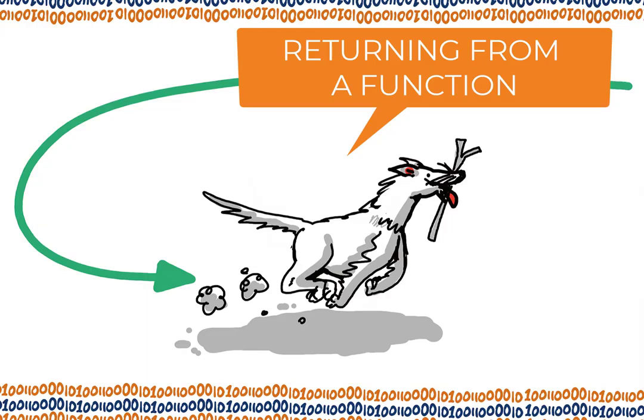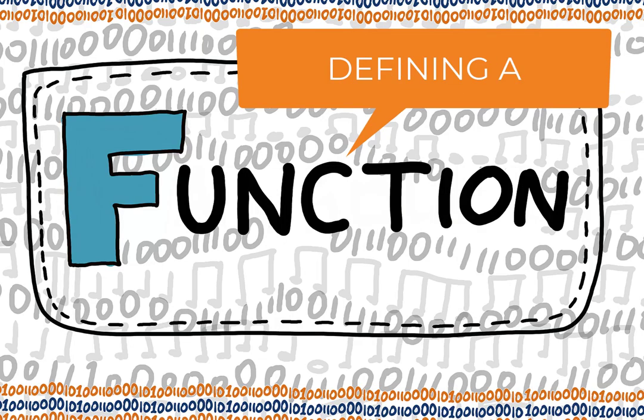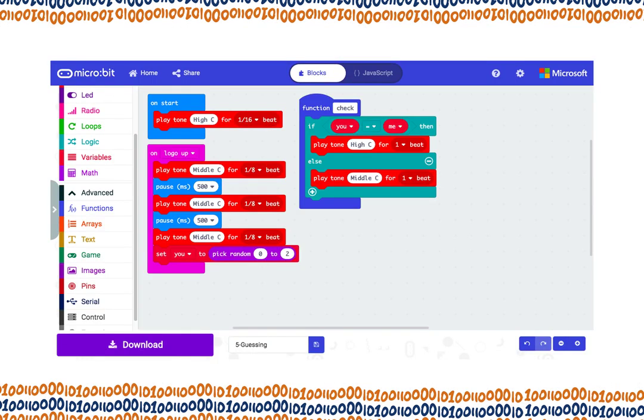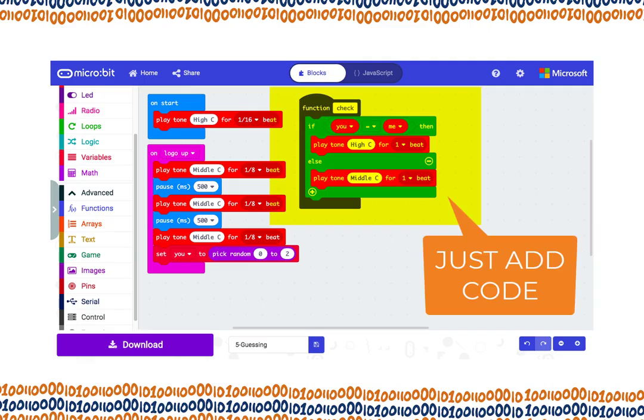So, let's define a new function. Under Advanced, you will find a Functions palette and a button called Make a Function. Press that button and give your new function the name check. It will appear in your coding area. The name of the function is defined, but we still have to put some useful code in it.